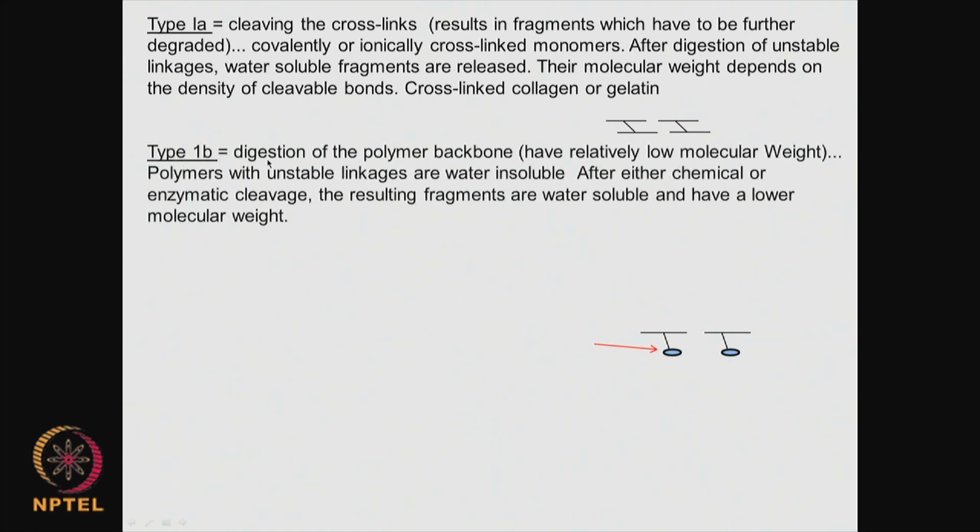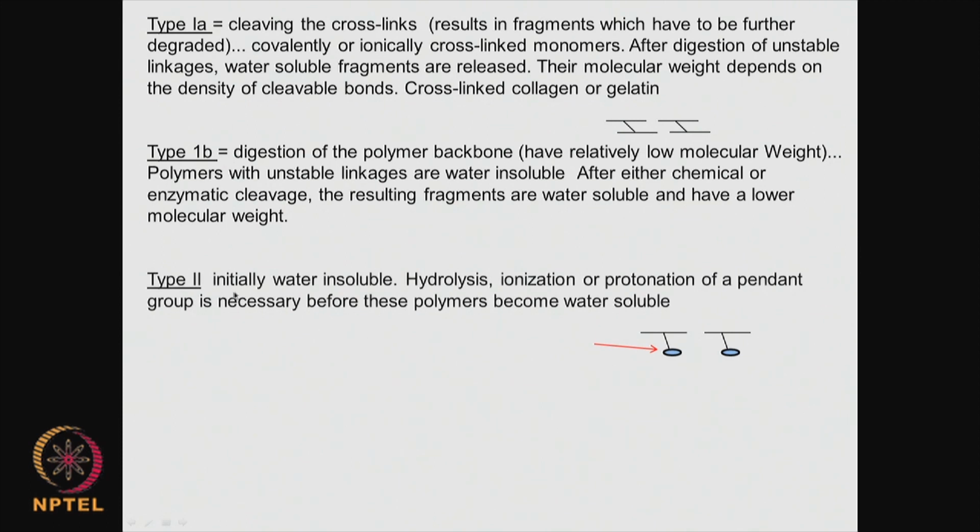If you have type 1B, it is the digestion of the polymer backbone. Some portions could be degrading, that means they have relatively low molecular weight because of either chemical or enzymatic cleavage. Then the resulting fragments are water soluble and have a lower molecular weight. So, some portions of the backbone could be degrading because of the presence of low molecular weight. Once they disappear because of degradation through enzymatic or chemical means, the resulting fragments are water soluble because they have lower molecular weight, that is type 1B.